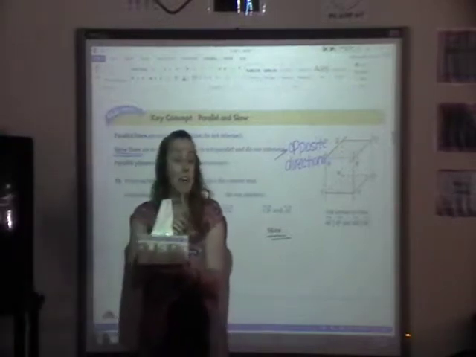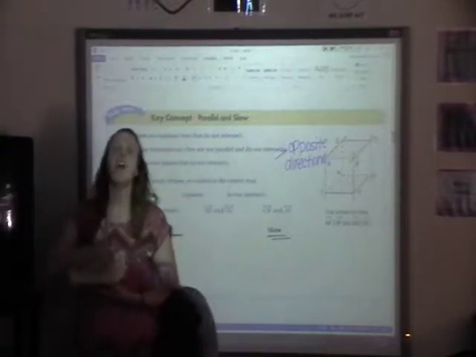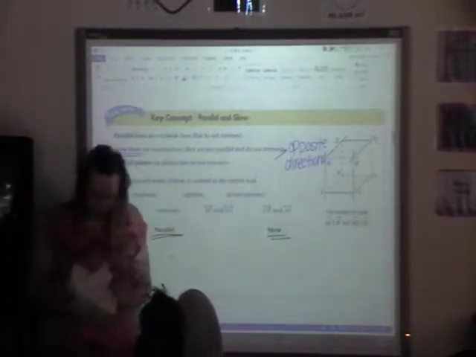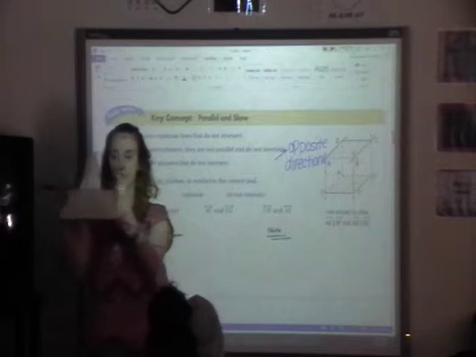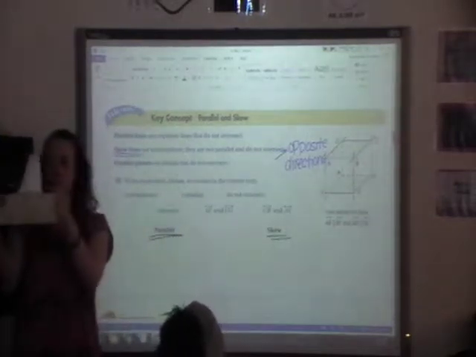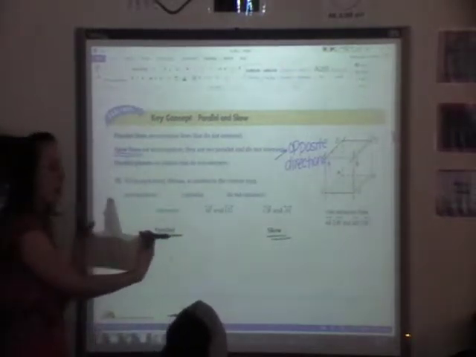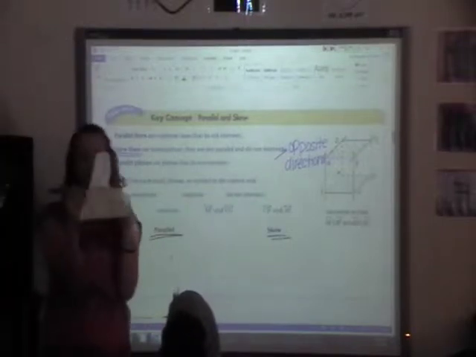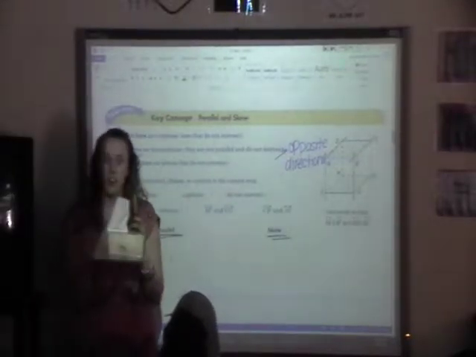So if he's going up and down, where does my other line have to go? Left to right. You don't want to go up and down again. That's parallel. So he's coming out this way. So one's coming up and down, the other one's going left to right, and they live on opposite planes. My up and down lives on my back side. My left to right lives on my front side.